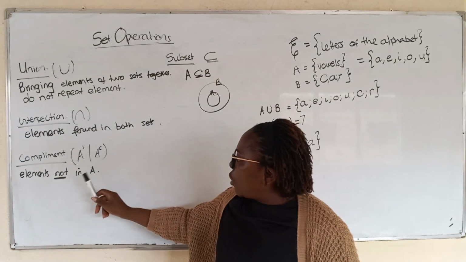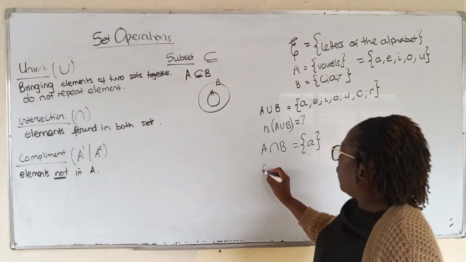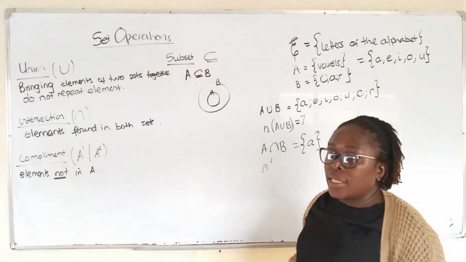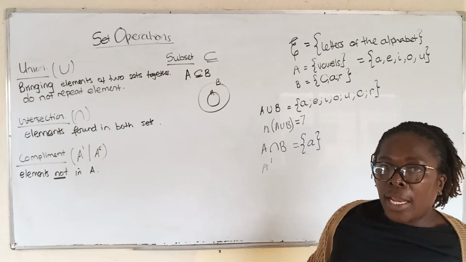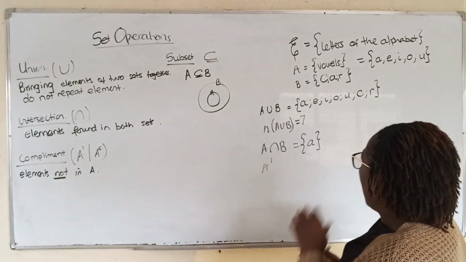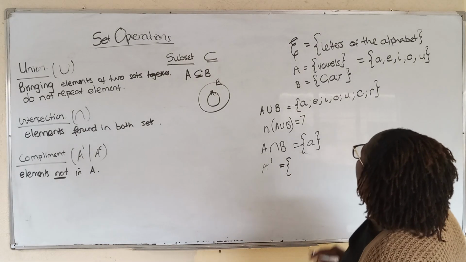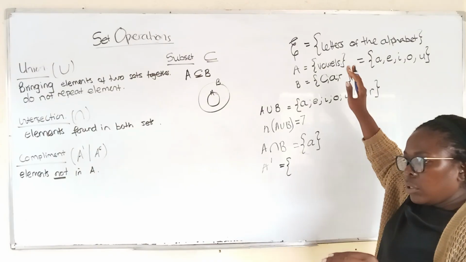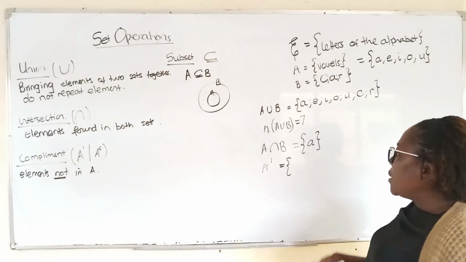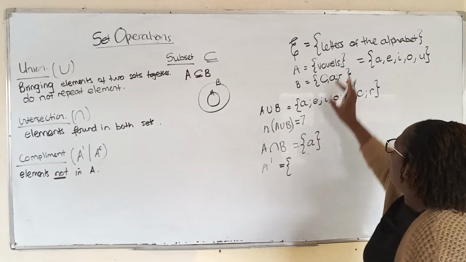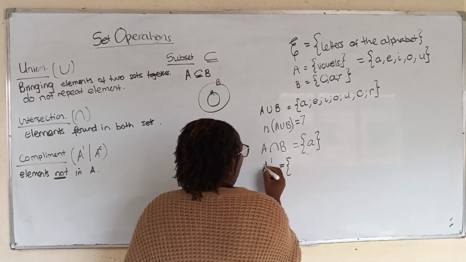And then when we talk about the complement of A, the complement of A represents all the elements that are not found in the set A. So you can list them down. You can check the elements in the universal set and see whichever elements are not vowels. They are elements of the set A complement.